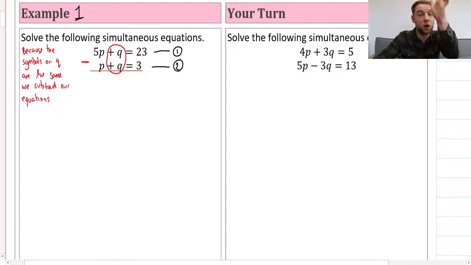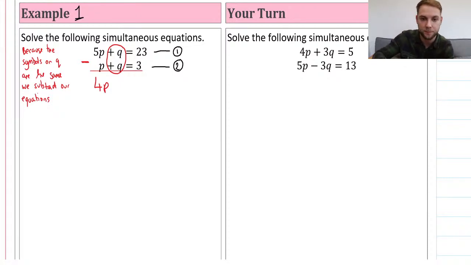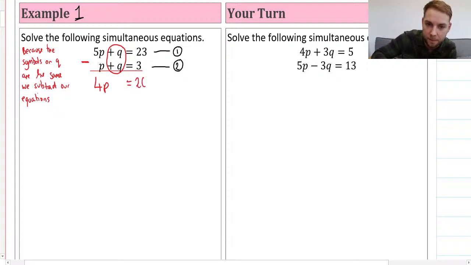Now what you're doing is, notice they're already in line. So what I can do here is I do 5p take away p, which is 4p. I do q take away q. Well, what is q take away q? Q take away q is 0, which is the whole point. We've eliminated that. Okay. Then we have 23 take away 3, which is 20. So what we've done is we've subtracted our equations to eliminate q.